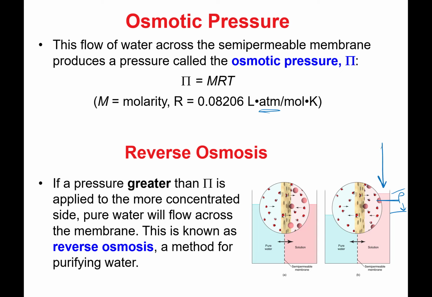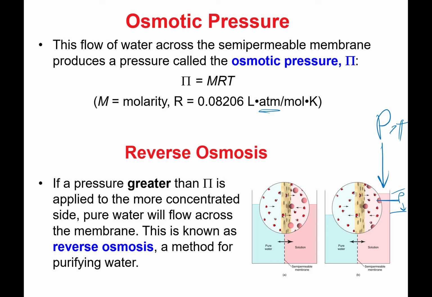If you apply a pressure, however, greater than the osmotic pressure pi, then you will reverse the flow of water, and so water flows across the membrane out of the solution into pure water, and that's known as reverse osmosis, and that's extremely useful because it is a way of purifying water.